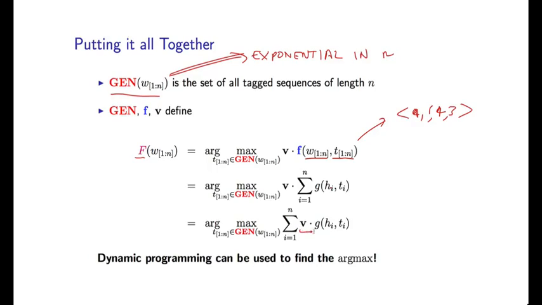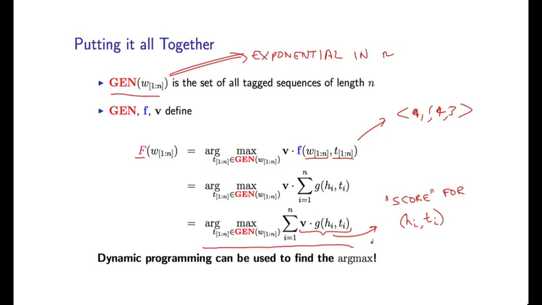And so this term here can be interpreted as the score for h_i in conjunction with t_i. So this is basically a score indicating how plausible this particular history tag pair is. So this is the final problem we end up with. We end up with this problem of finding the highest scoring tag sequence, where a tag sequence is scored by a sum of these local scores for each history tag pair in the input.